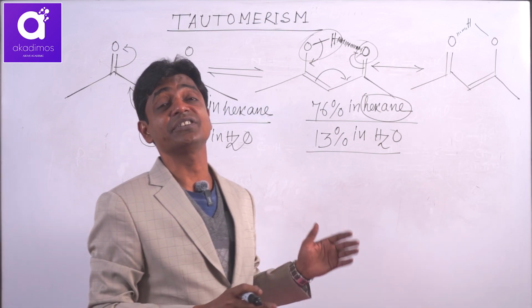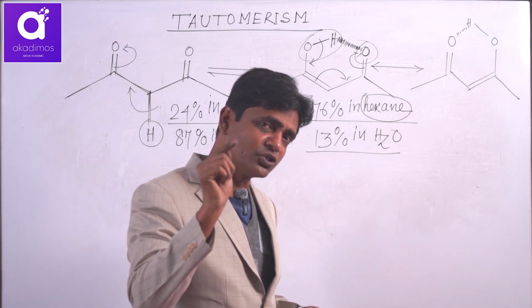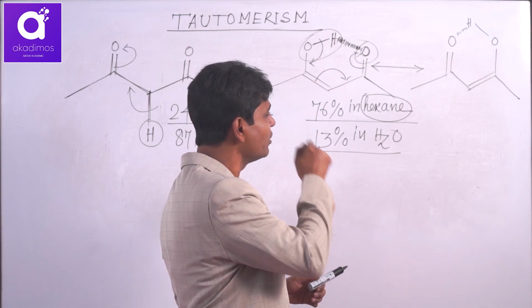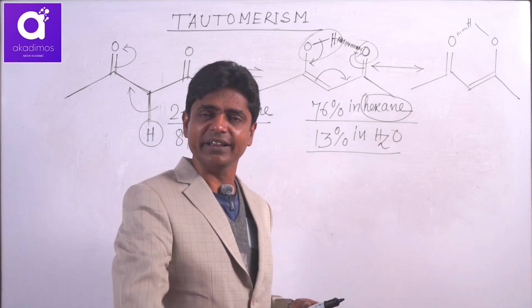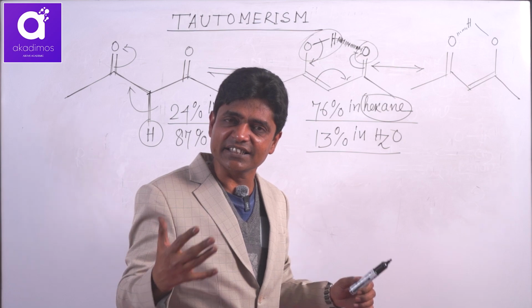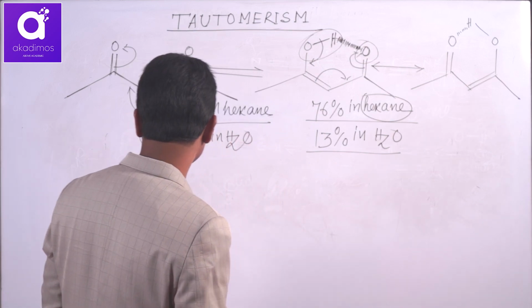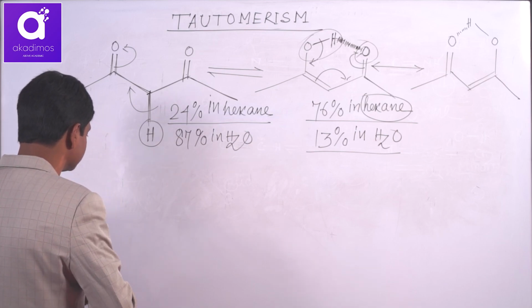Now the question is different. Is only hydrogen bond responsible, or is only formation of the six-membered ring responsible for the high percentage, 76%, in hexane? It's not correct. See that. If I take another example, see.